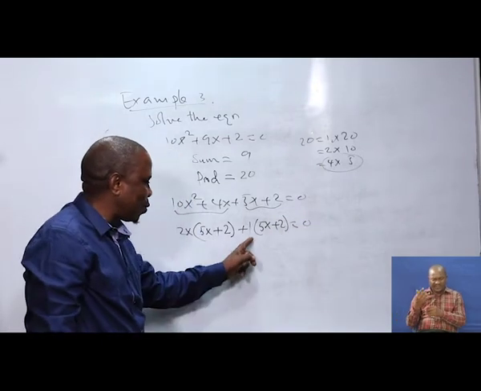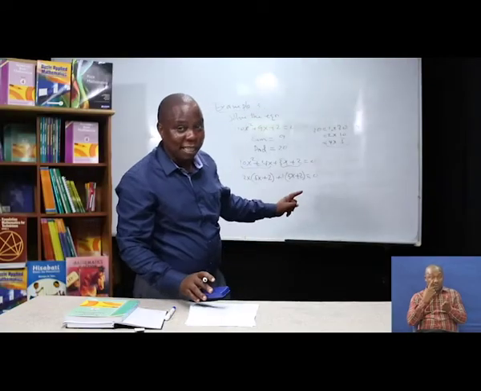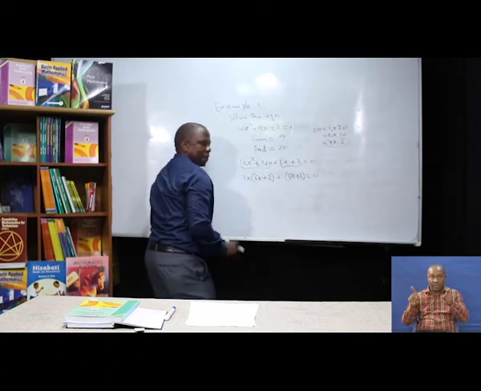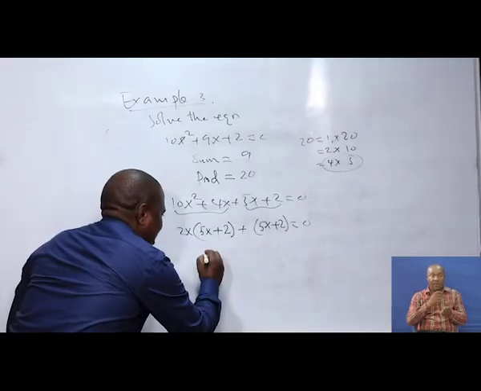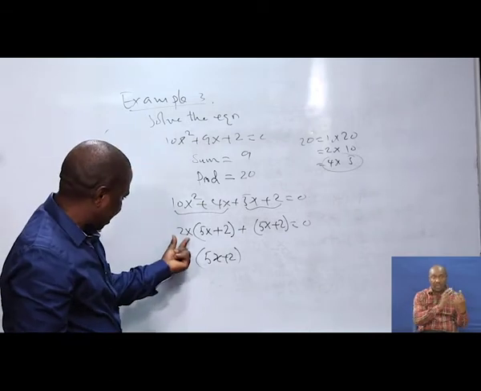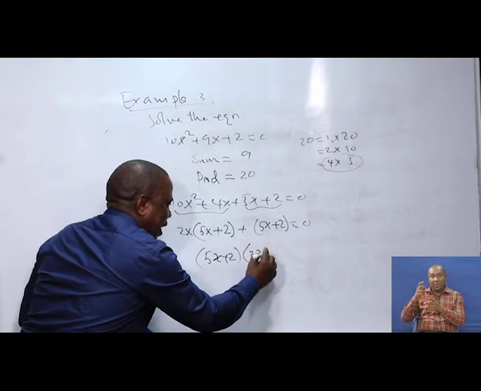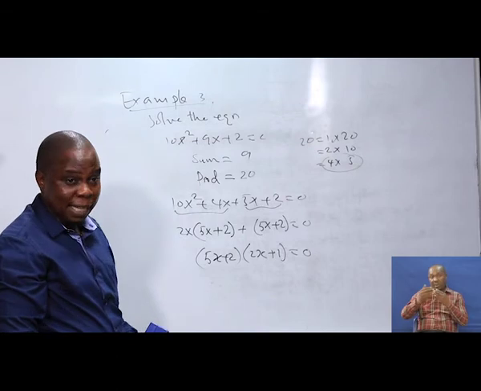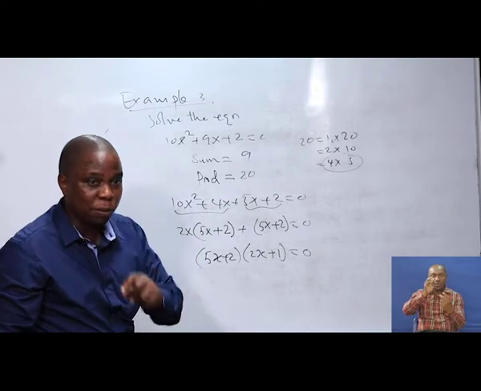But in most cases, this one is not written there. We normally assume it. We don't write it. But I've just written it here so that you cannot forget it. So 5x plus 2, 5x plus 2, it's common. You write it. 5x plus 2, it's one of the factors. The other factor, take 2x, you put brackets, 2x, and the coefficient here, which is 1, is equal to 0.